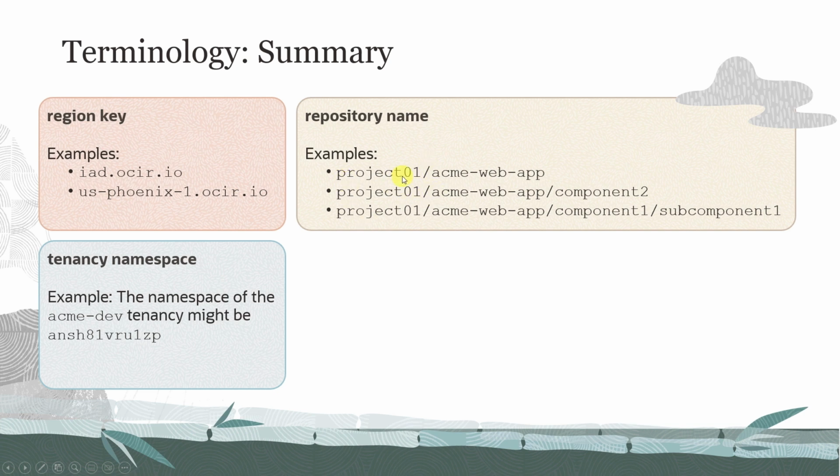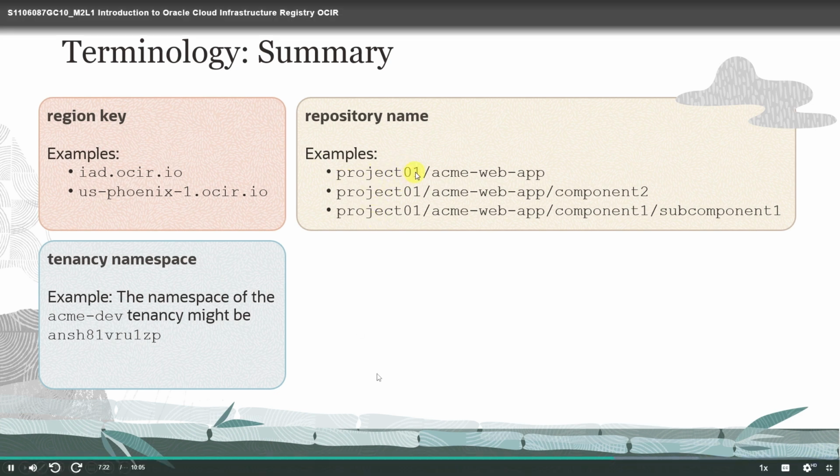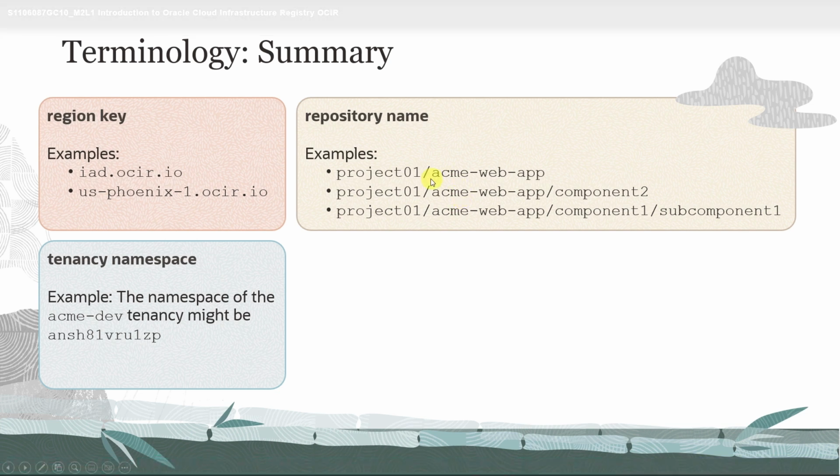As a convenience, you might choose to start the names of different repositories with the same string. As you can see in the example, we have started all the repos with the name project01, perhaps ending in a / such as project01/. Such a string is sometimes called a repository name prefix. But a repository named project01/Acme web app may not have a relationship with the repository named project01/Acme web app/component2.